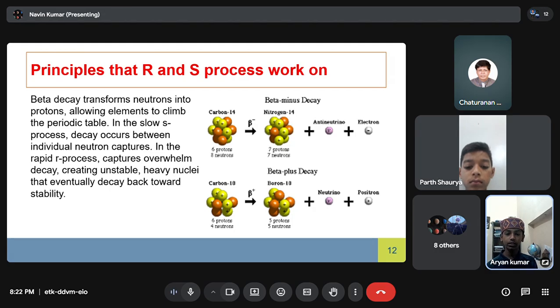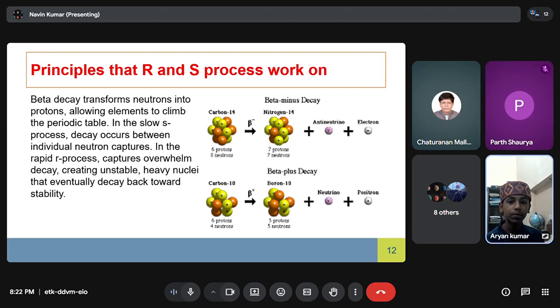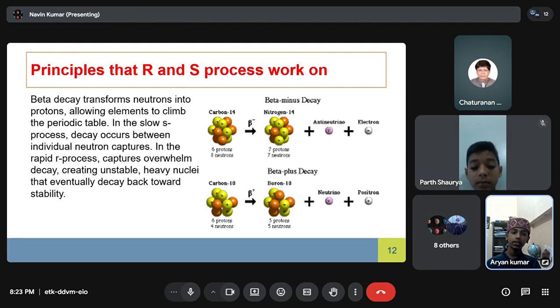So most of the time beta minus decay is happening, where the neutron is getting converted into a proton, producing an antineutrino and an electron. And in beta plus decay, the proton is getting converted into a neutron, and a positron and neutrino are produced. So they work on the principle of beta minus decay, where they convert neutrons into protons to make heavier and heavier elements.